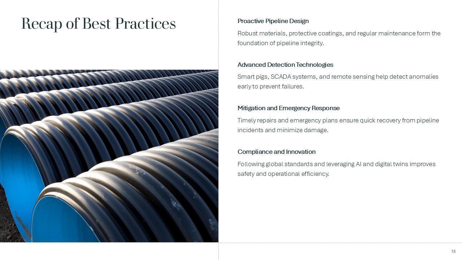Advanced detection technologies such as smart pigs, SCADA systems, and remote sensing play a crucial role in identifying anomalies early. Mitigation strategies, including repairs and emergency response plans, ensure rapid recovery from incidents. Compliance with global standards reinforces safety and reliability, while emerging technologies like digital twins and AI offer promising advancements.